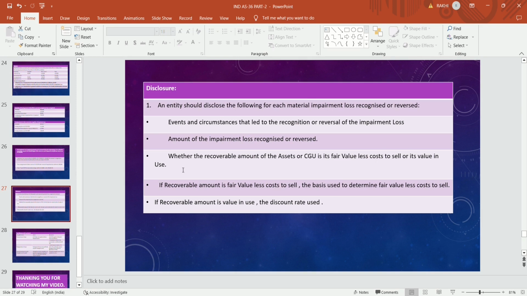Whether the recoverable amount of the asset or CGU is its fair value less cost to sell or value in use. Whether the recoverable amount is calculated as fair value less cost to sell or value in use. If the recoverable amount is fair value less cost to sell, then the basis used to determine the fair value less cost to sell is to be disclosed. If the recoverable amount is value in use, then the discount rate is to be disclosed. So these are the disclosure requirements.